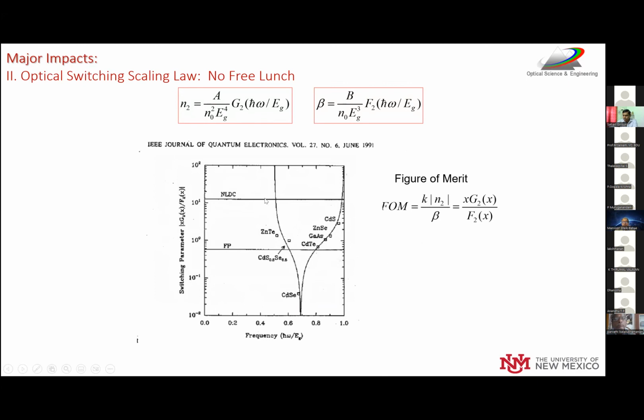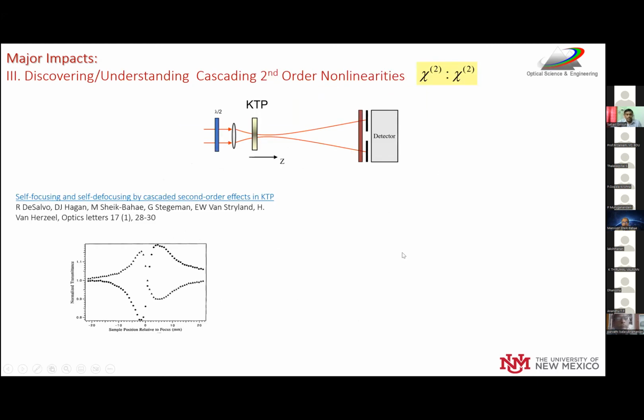This is for nonlinear directional couplers, and this is for Fabry-Perot, the figure of merit that is needed. You have to go just below the half band gap, use the materials here, or go very close to the band gap. But the problem there is that you have a lot of linear absorption. So essentially that put limitations on optical limiting and optical switching in semiconductors, all right?